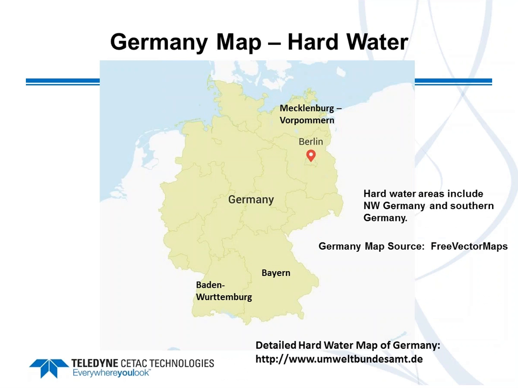The other area that came to our attention was the prevalence of hard water in Germany. This is a German map from Free Vector Maps. In particular, the areas where harder water is observed in the northeast, in the German state of Mecklenburg-Vorpommern, and in the south, Baden-Württemberg and in Bayern. On the slide, there's a link for a detailed hard water map of Germany if you go to that link.